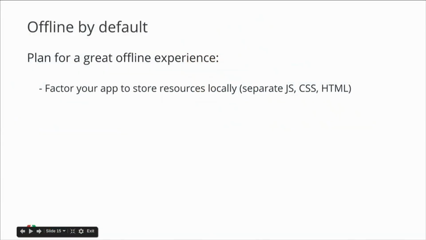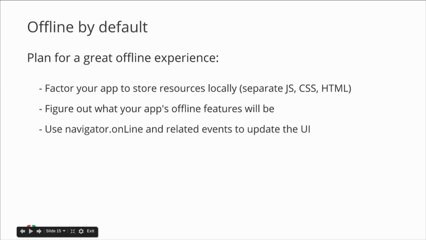So this means you have to plan for a great offline experience. Factor the app, figure out what you need to keep offline, do things that you would normally do, keep your JS separate from your HTML. Figure out what you want to make available offline. You can use web standard events like the online property and online and offline events to figure out when you are connected to the web.